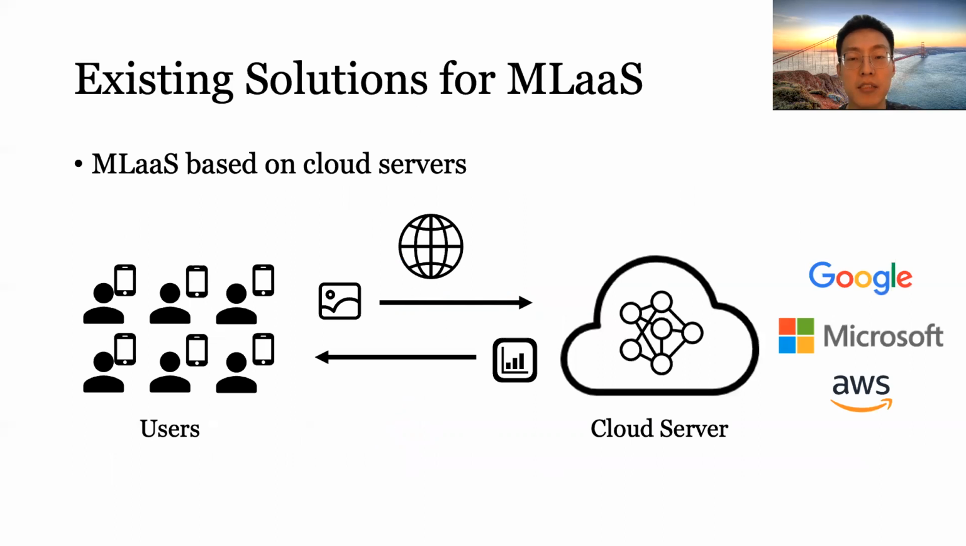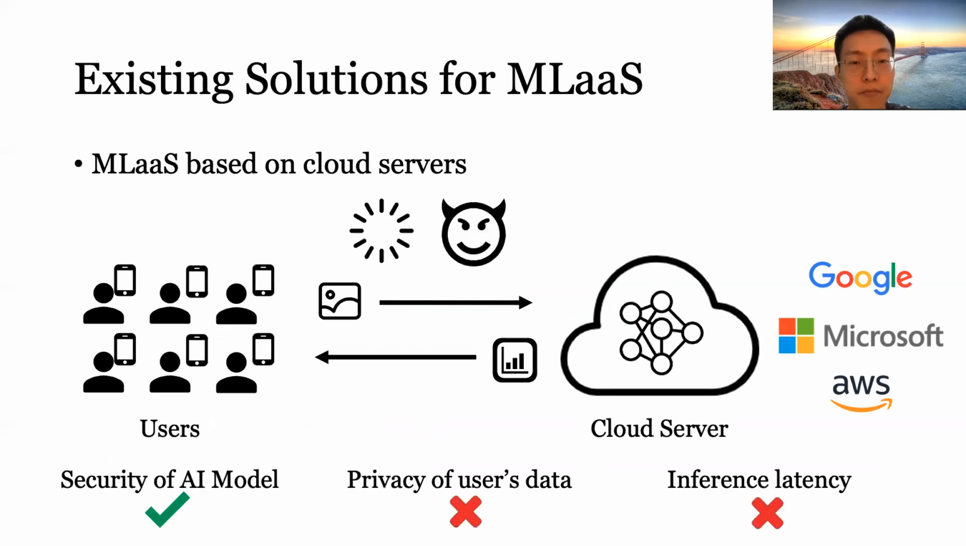Existing MLaaS solutions can be divided into three categories. The first type is based on cloud servers. The users upload the input data to the cloud server, and the server returns the model prediction. The problem of this type of solution is the risk of privacy breach and high latency. An attacker may pick up the user's data during the internet communication process. The upload and download procedure cannot satisfy the real-time requirements of mobile applications.